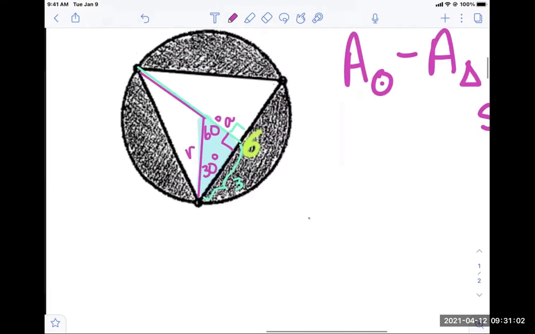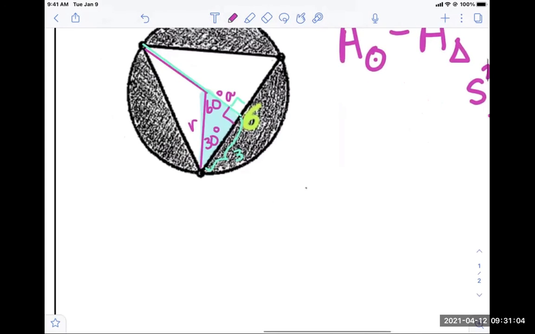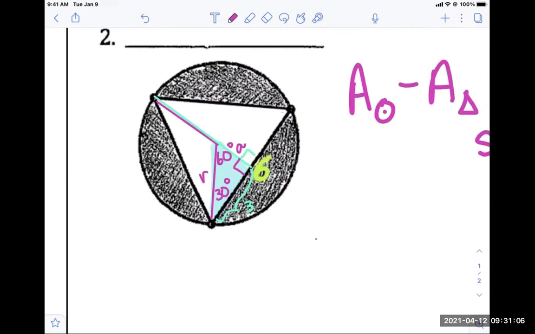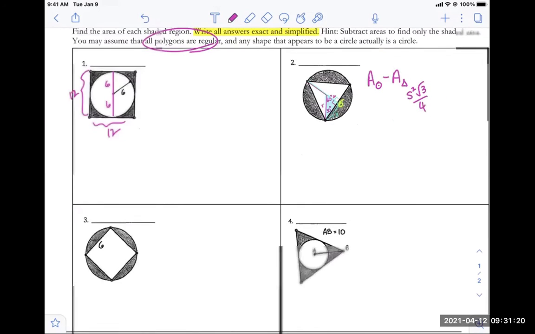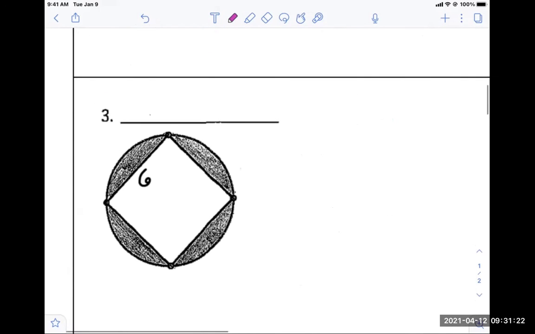But the idea is, and again, you guys are going to work out the details here, but the idea is you've got to be relating the regular triangles to the circles, the regular polygons to the circles. Sometimes they'll give you what you need for the area of the circle. Sometimes they'll give you what you need for the area of the polygon. Sometimes you'll have to use whatever's given to figure out the rest of it. Same idea here.